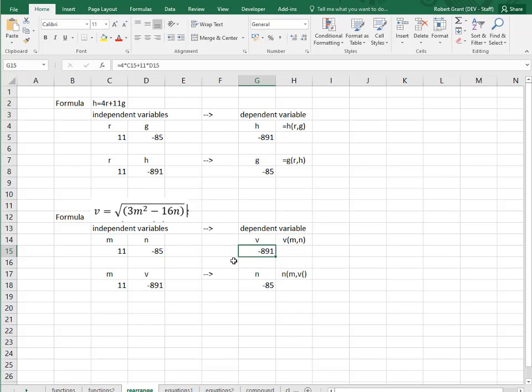So equals, for the function v, of course, m. So a bracket, sqrt, that's the square root. Then a big bracket, and then 3 times m to the power 2. M is this one. Power 2 minus 16 times n is that one, close brackets, and that should be about right. Okay. Yeah. We need to unpick this.